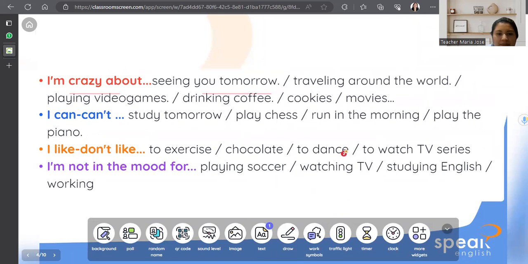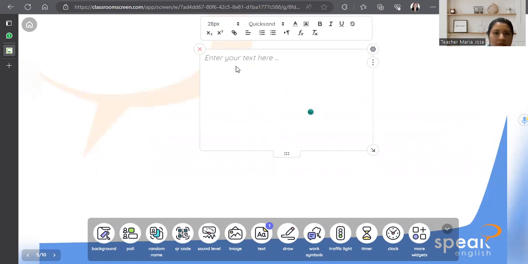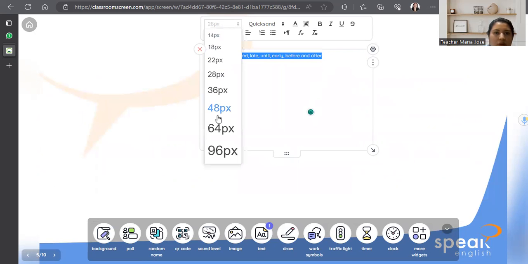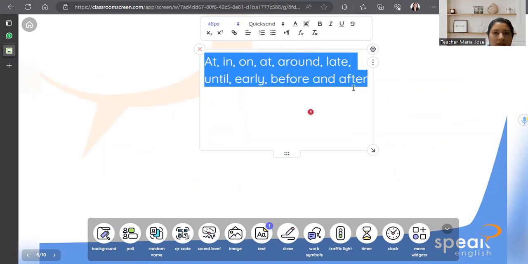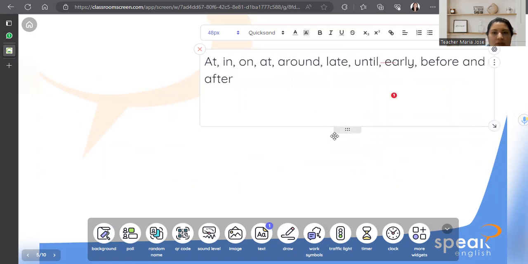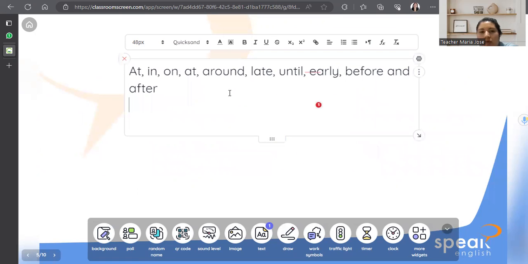Let's continue. Now, in the next part, we were making some questions, I'm sorry, some sentences. So this one, we are going to do it all together because of the time. These are all of the expressions that we were checking in this part of the unit. What I want you to do is to give me one example using each of the different expressions. For example, Julio, can you give me an example using at in a sentence?